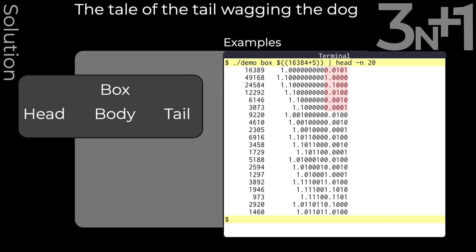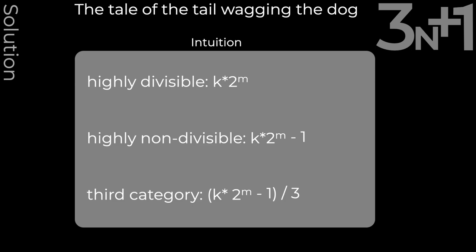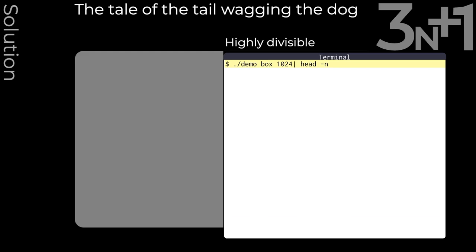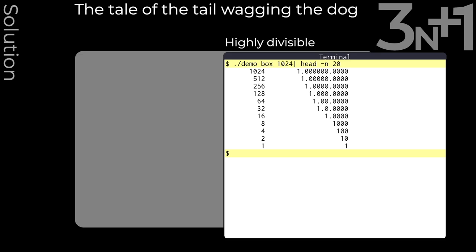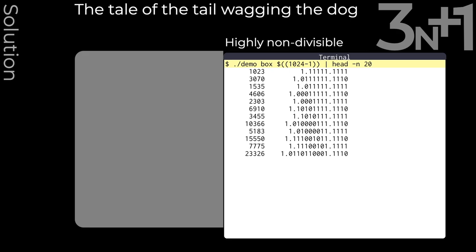So we see that the cycle does not only happen at the end of the chain, but is happening all the time, hidden out of view. We can already see three categories. We can take a closer look. This example is for the category highly divisible. This example is for the category highly non-divisible. It already shows recovery of the cycle.